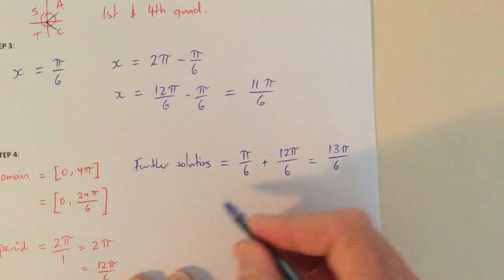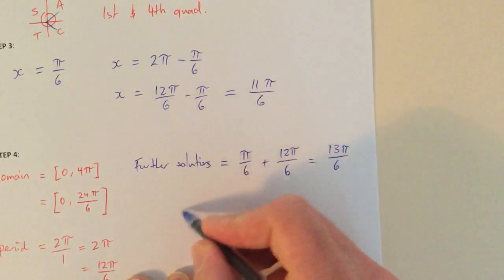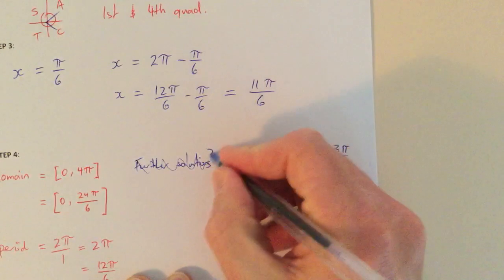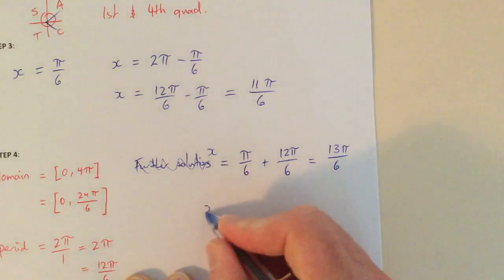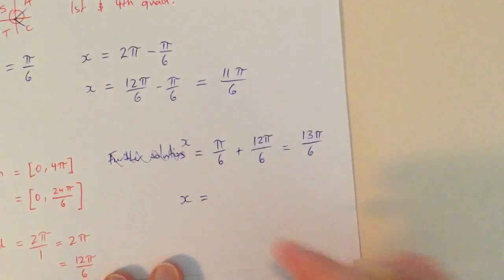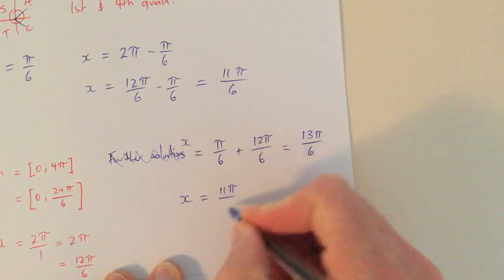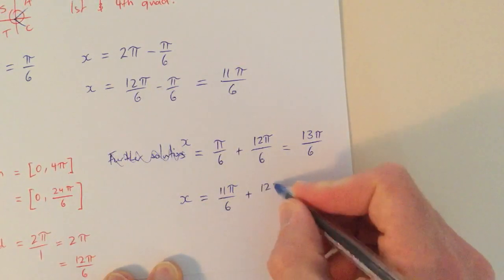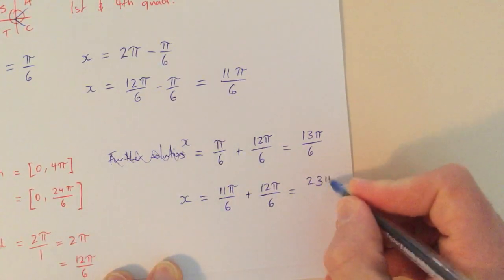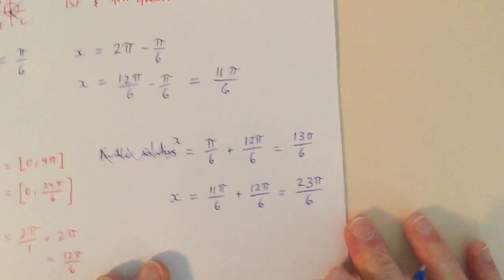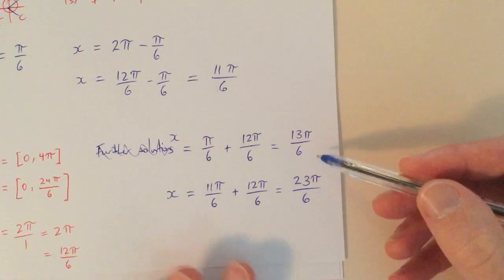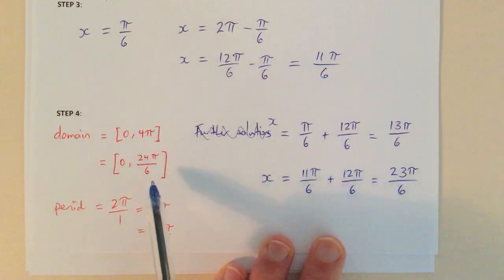I probably should rewrite that a little bit better. This should be x equals. And another solution comes when we take our fourth quadrant answer, 11 pi on 6, and also add the period. We get 23 pi on 6. Both of these two numbers are still just within our domain. Our domain went up to 4 pi, or 24 pi on 6.